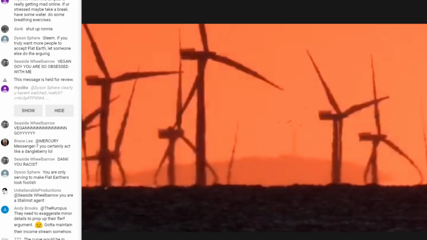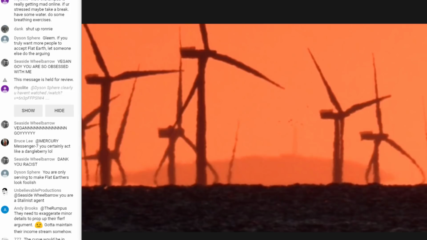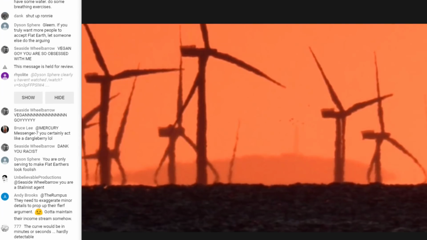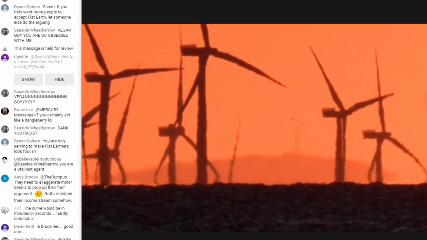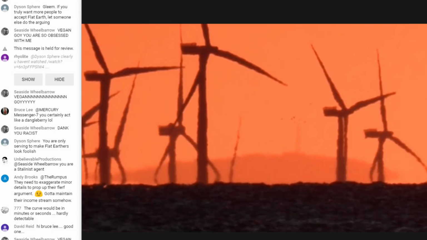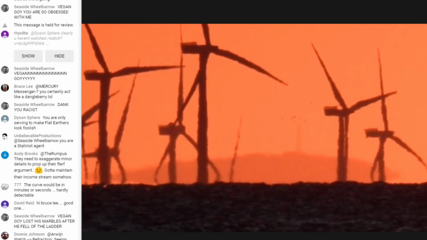I'm working out the angle right now. You can work out the angle by dividing 360 by the circumference of the Earth in miles. I've got to look that up. It's 69 miles per degree. So you've got to figure out what the degree is. The only problem is that I don't know the location of that oil rig. I cannot find it anywhere.